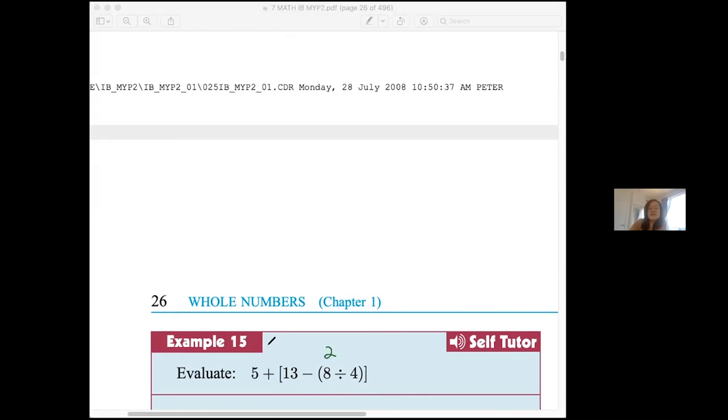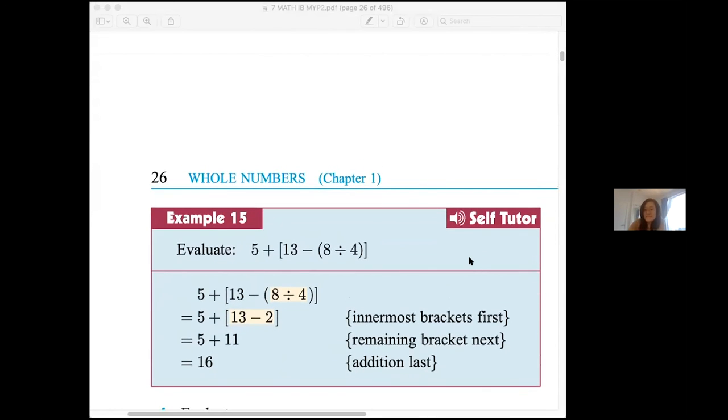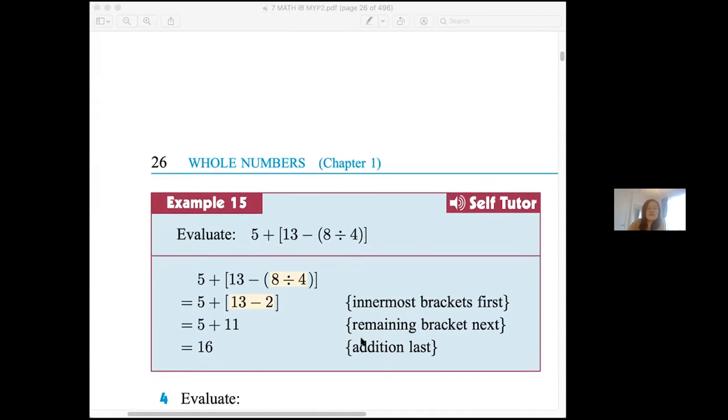Yeah, 5 plus 11, 16 again. All right, good. Okay, thanks.